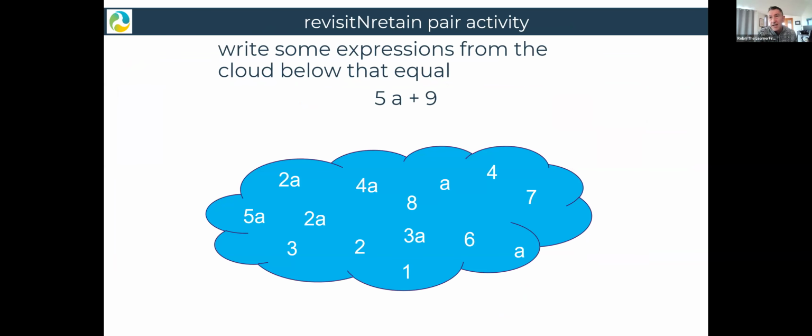A revisit and retain is, okay, kids, let's just revisit some basics on this from last year, year 7, and remind ourselves. But we want to do it in a bit more of a collegial way. So I said, okay, in my cloud here, there are some expressions from the cloud below that equal 5a plus 9. Can you gather some terms? But you need to make it so it's not just 2 or 3 terms. The kids at the front, the teacher allowed them to make them simple, but the ones at the back had to use subtraction. Some kids were asking if they could use division and multiplication as well. So that was the one activity.